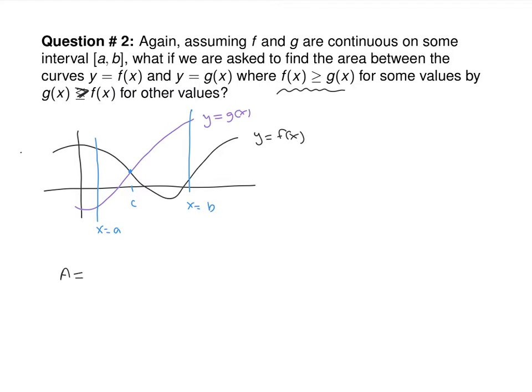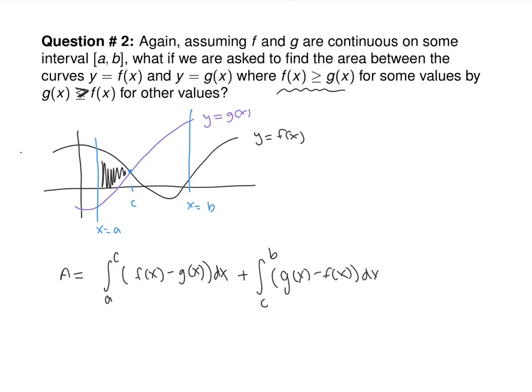The area will be found by first integrating from a to c, and in that case you'll do f of x minus g of x. That will get you this area. Then you add the integral from c to b, and because g of x is greater than f of x there, you do g of x minus f of x. And you'll get that area there.